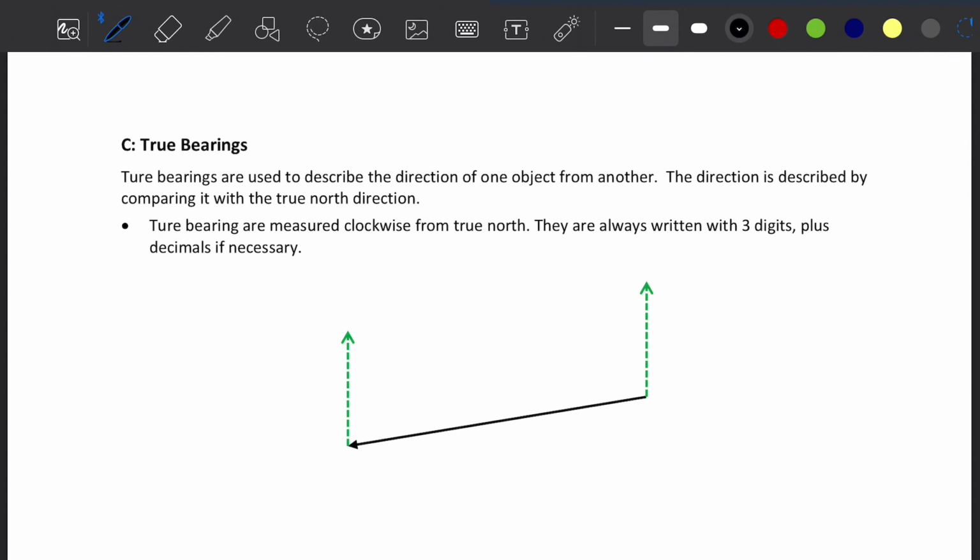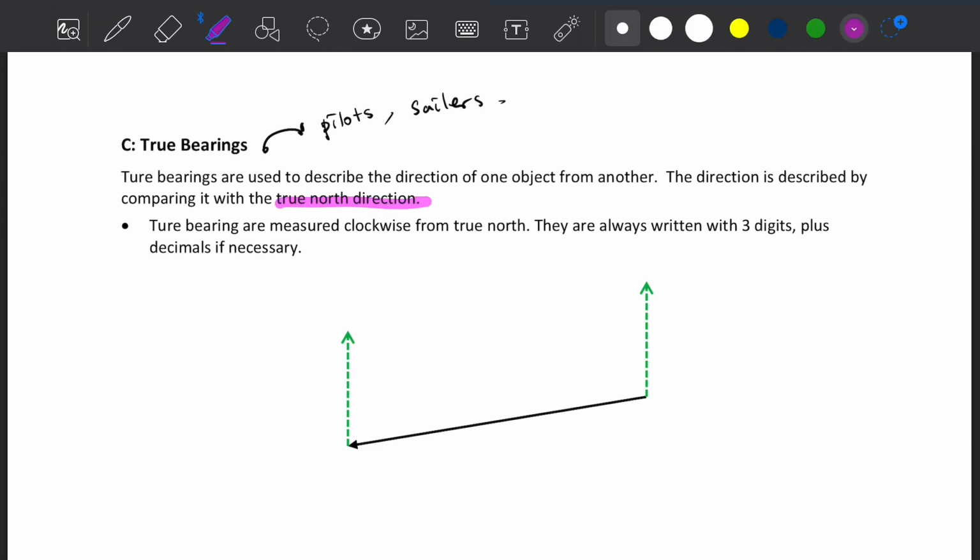Now let's talk about true bearing. True bearing is used to describe the direction of one object from another. The direction is described by comparing it with the true north direction. True bearing is often used by pilots and sailors to identify directions, and that's the reason it always uses the true north direction.